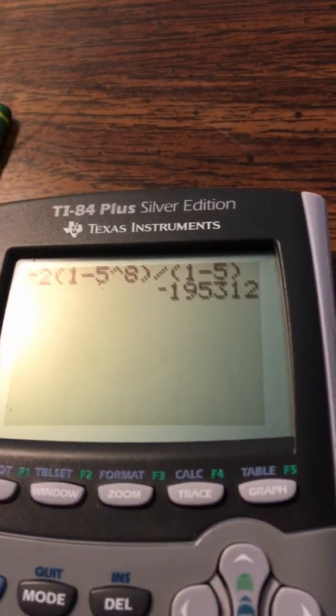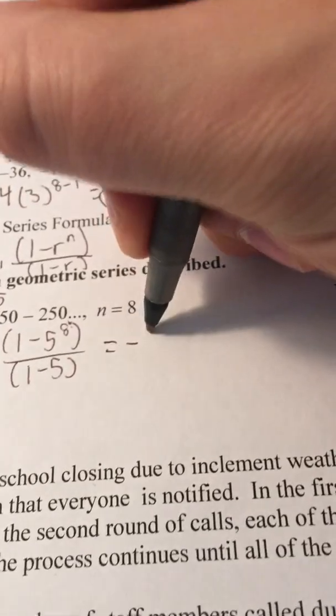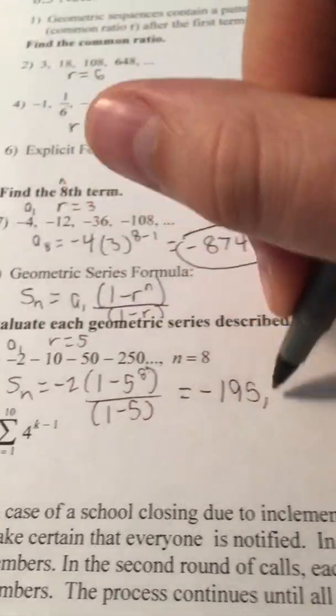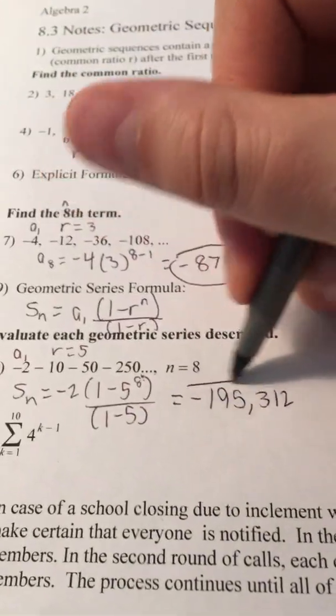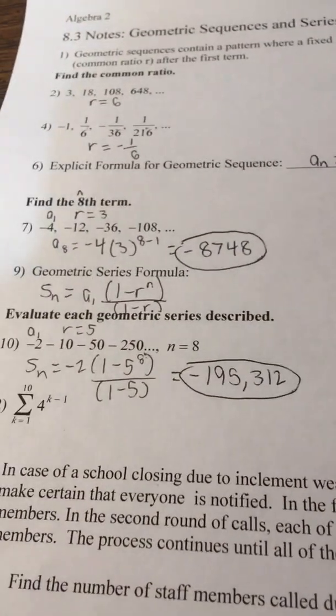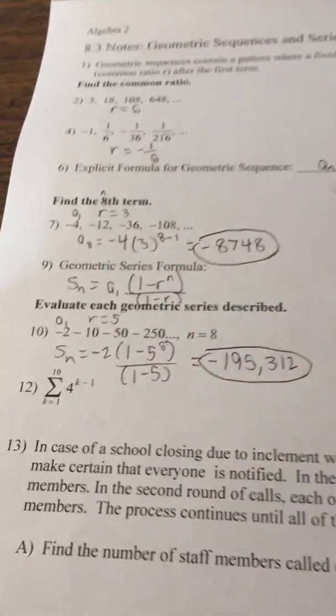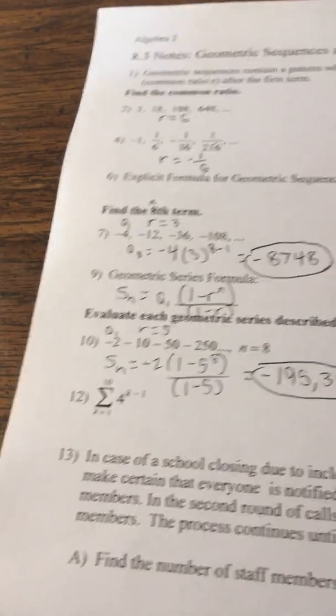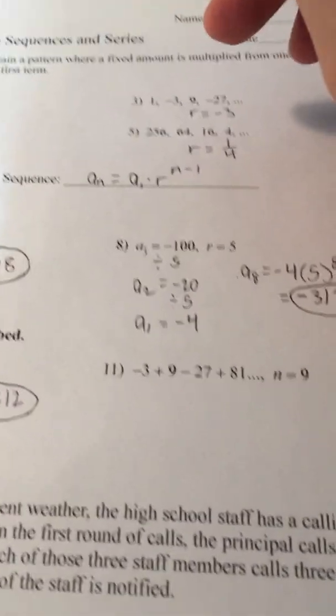It's going to be that big number. Negative 195,312. Negative 195,312. That's the sum of all these numbers up to 8 terms. Next problem. Moving right along.